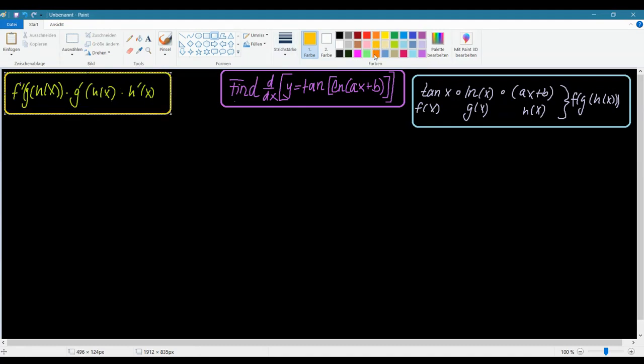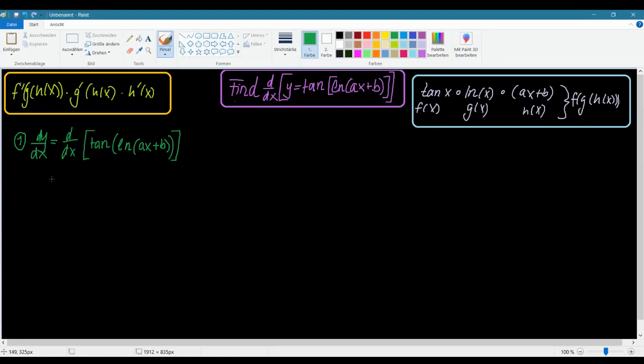This is all pretty straightforward. It just looks really complicated because there's a lot of moving parts. But I'm just going to work from left to right. I'm going to number our steps and use different colors so we know what we're doing. So here's our first step. It's going to be implicit differentiation, but y is on one side, so it really doesn't matter. It's just going to become dy over dx equals d/dx of tan of ln of ax plus b.